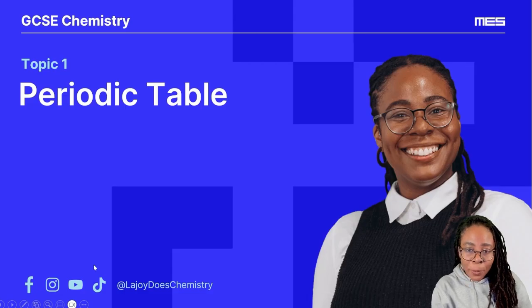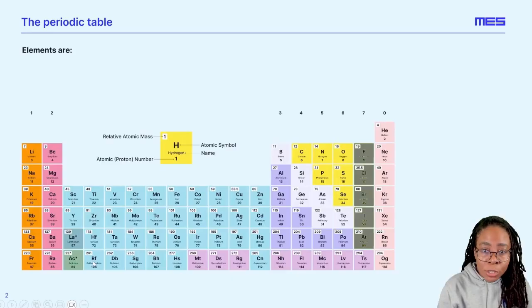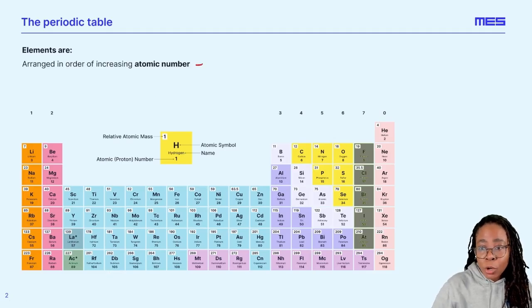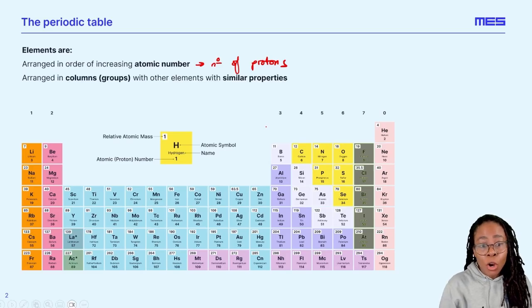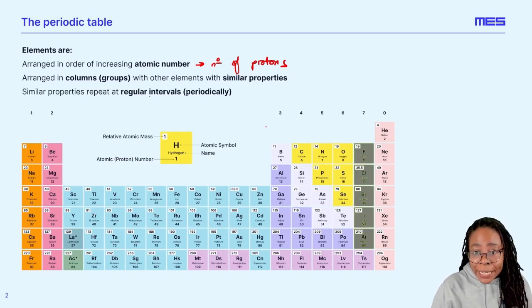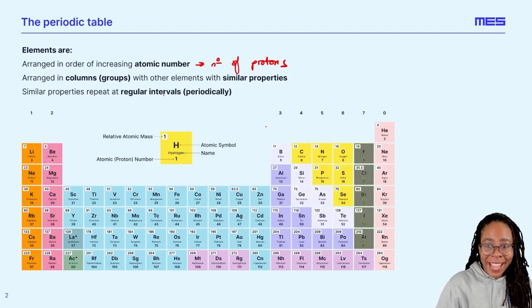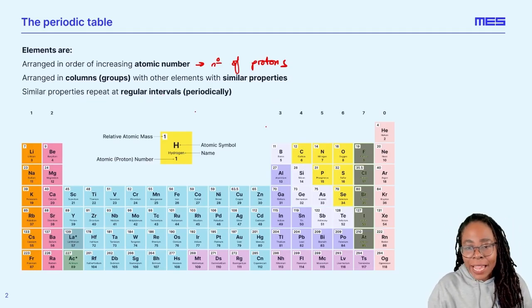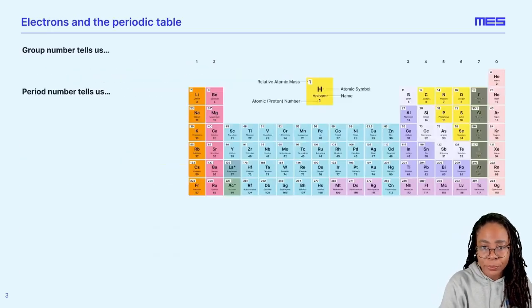Now for the second part of topic 1 on the periodic table, starting with the modern periodic table, the one that you'll be provided with in all of your exams. The elements are arranged in order of increasing atomic number, which we know is the number of protons. And they are arranged in columns, so that's vertical, and we call those groups. And they're arranged in those columns with other elements with similar properties. These similar properties repeat at regular intervals, aka they repeat periodically, hence why this is called the periodic table.